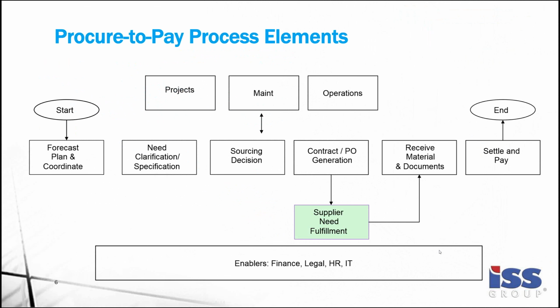Now the core processes are down in the next layer, starting with forecast, plan, and coordinate. Need clarification, specification, sourcing decision, contract PO generation, receiving materials and documents, and the settle and pay. Now you can see that these processes span several traditional functions. Purchasing, for example, would be involved in sourcing decisions and contract generation, the warehouse and receiving group in the receive material, and accounts payable in settle and pay.